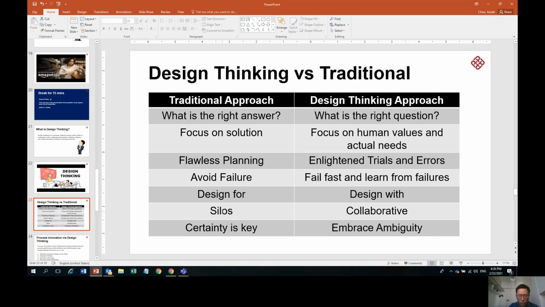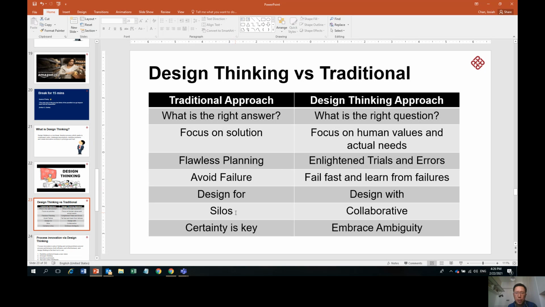Because of this, the traditional approach is more of a silo approach, meaning I just do it myself. I design the things, find the solutions, and work on the solution myself. But the design thinking approach is more collaborative.